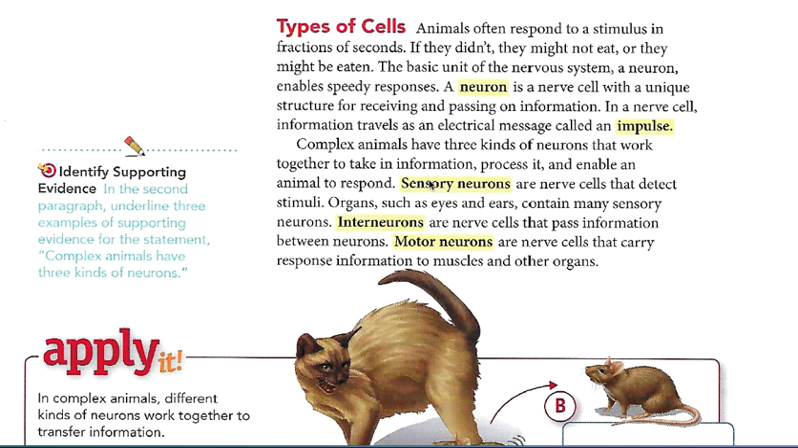Complex animals have three kinds of neurons that work together to take in information, process it, and enable the animal to respond. Sensory neurons are nerve cells that detect stimuli. Organs such as eyes and ears contain many sensory neurons. Interneurons are nerve cells that pass information between neurons. Motor neurons are nerve cells that carry response information to muscles and other organs.